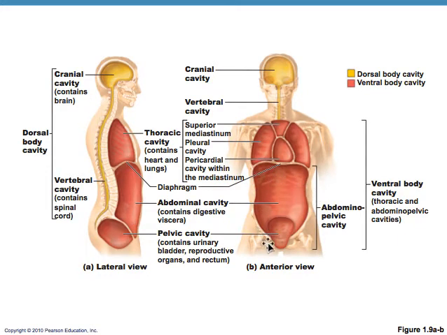Here you see this from an anterior view. You can see the abdominopelvic cavity separated by the diaphragm from our thoracic cavity. Note again that yellow means our dorsal body cavity, and red means our ventral body cavity.